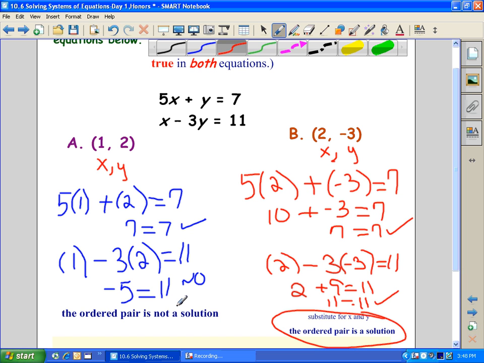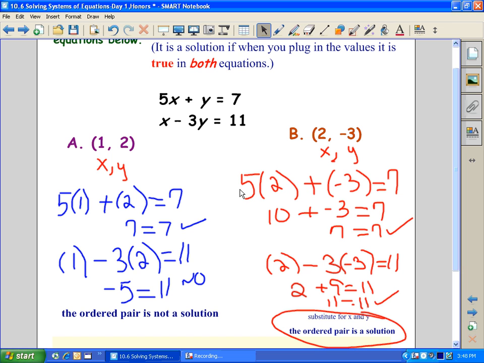First one was not. Why not? These two weren't equal. These were equal, but not these two. So you can't just do it in one equation. You have to do it in both. Okay, this one was a solution because it worked in both. And I showed my work, and I proved it down at the end. Okay, that's the easier problems. That's what your first couple problems today's assignment is going to be like, is just plug them in.